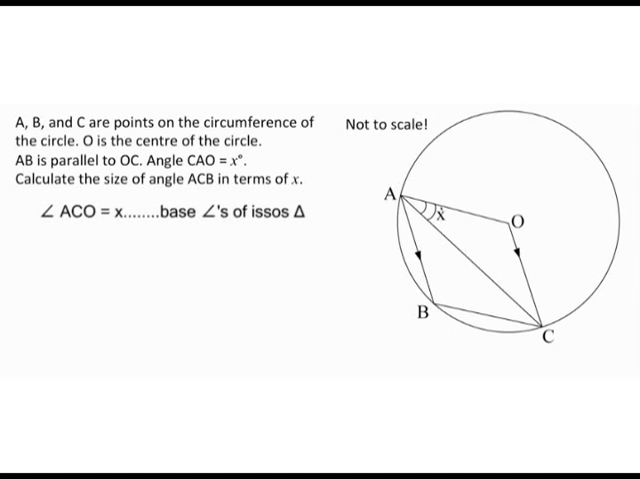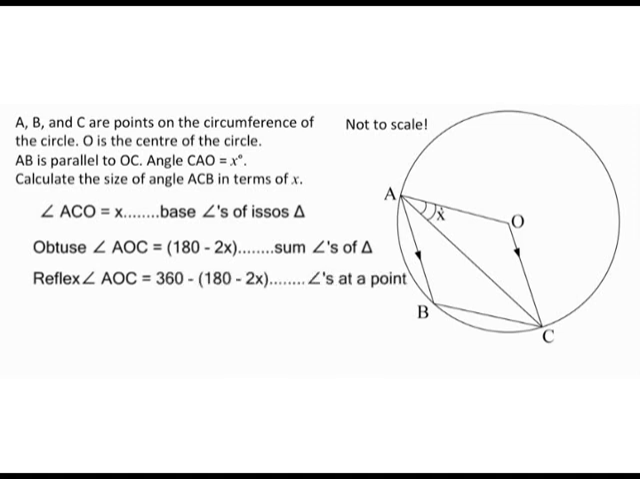Again, AOC is a triangle and the sum of interior angles add up to 180 degrees. We already have x and another x. So what is remaining is 180 minus 2x. Reason? They are the sum of angles of a triangle. We can now calculate the reflex angle AOC. Angles at a point add up to 360 degrees. We already have the obtuse angle of 180 minus 2x. The remaining is 360 minus (180 minus 2x). That should give us 180 plus 2x.